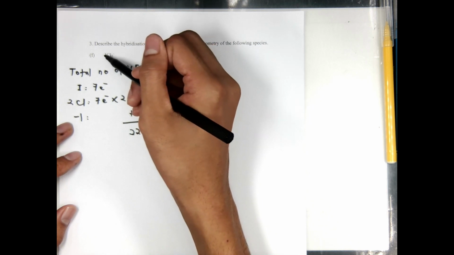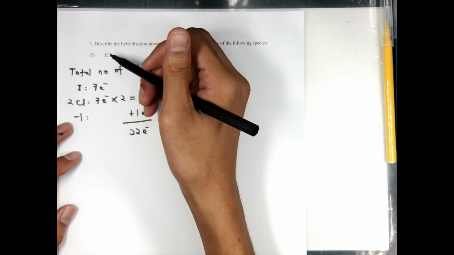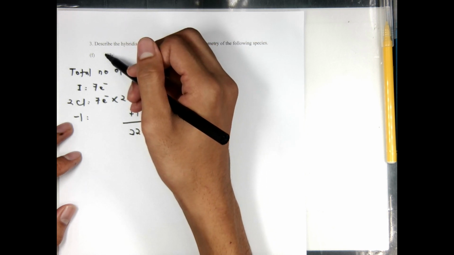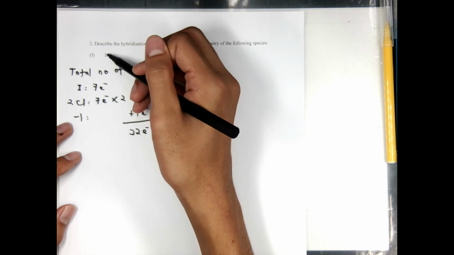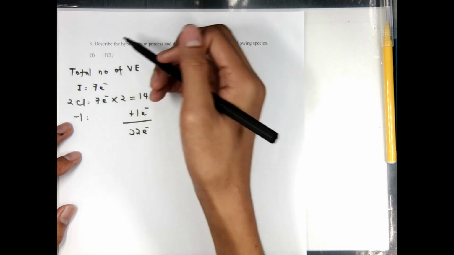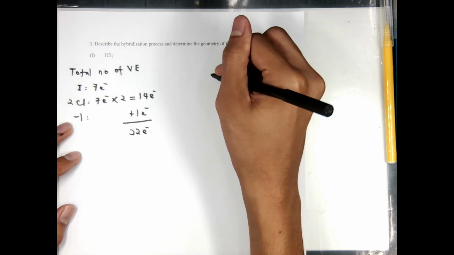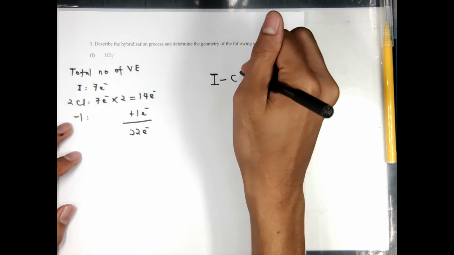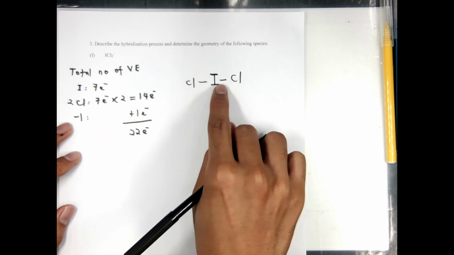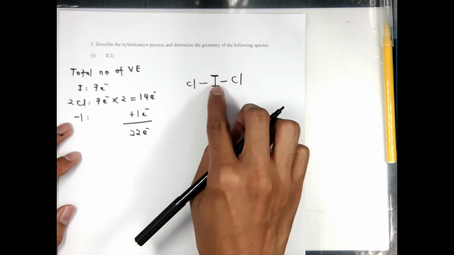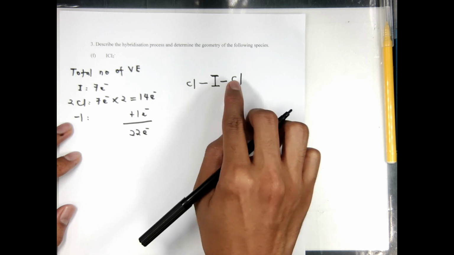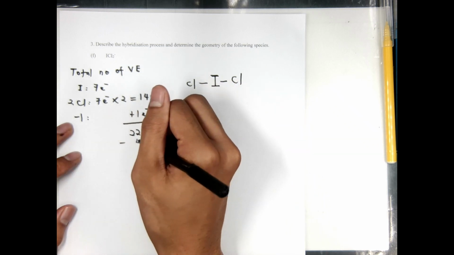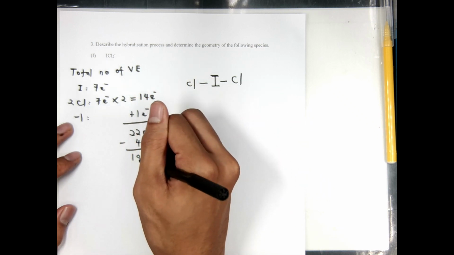Okay. Now you need to draw the Lewis structure. In order for you to draw the Lewis structure, you need to determine which one is going to be the central atom. To determine the central atom, we need to choose the most electropositive atom to be the central atom. So between iodine and chlorine, iodine is the more electropositive atom, so we make it the central atom. Iodine is bonded with 2 chlorine, so we have 2 bonding pairs. 1 bonding pair represents 2 electrons, 2 electrons here, 2 electrons here, so you have already used up 4 electrons. So the balance that you have is 18 electrons.